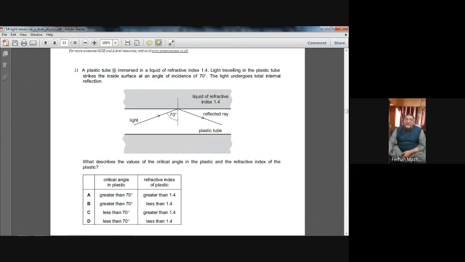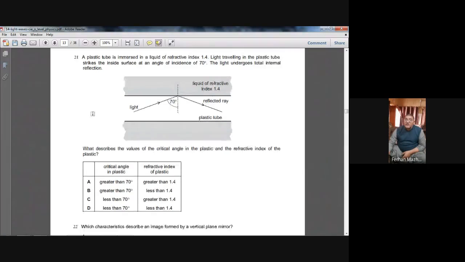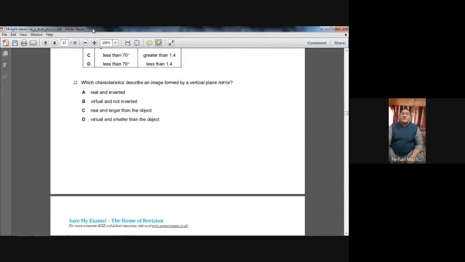So I hope that this is clear to you. This was question number 21. So C is the right choice. For question number 21, C is the right choice. I hope that you have understood. Okay, so we move to the next question.